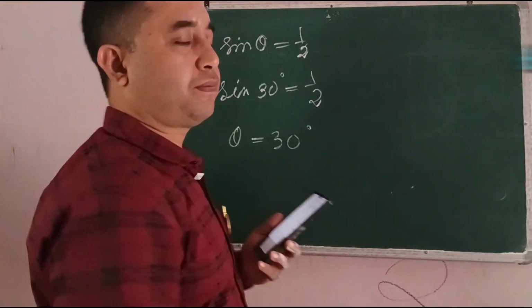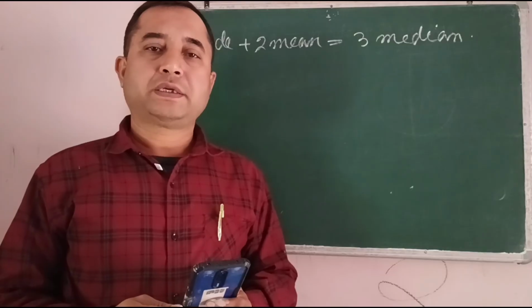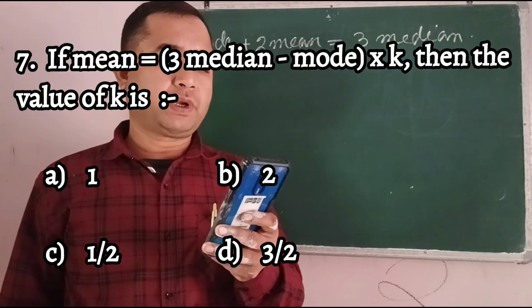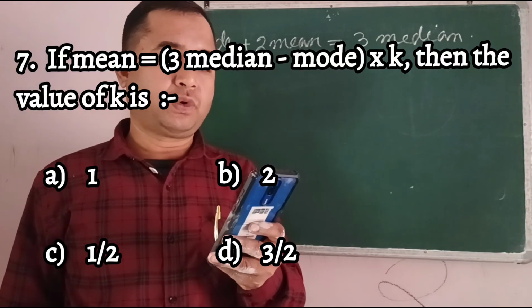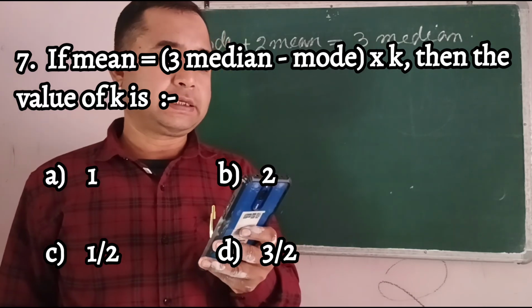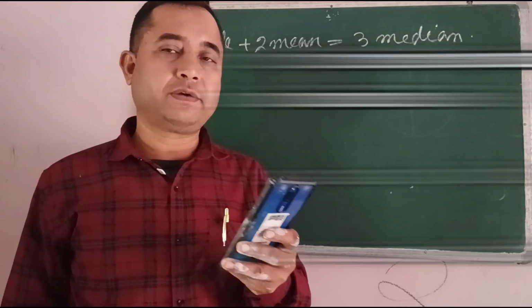Sin 30 is equal to half. So the correct option is B, 30 degree. Let us come to question number 7. It is given that if mean is equal to 3 median minus 2 mode into k, then find the value of k. Option A 1, option B 2, option C half, and option D 3 by 2.